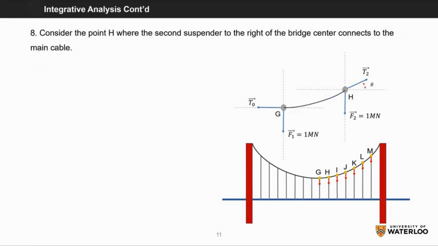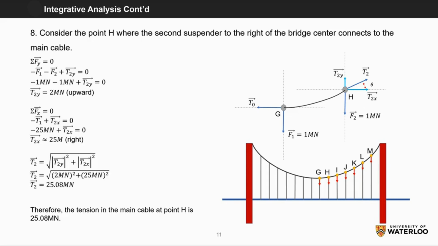Consider the point H where the second suspender to the right of the bridge center connects to the main cable. So same thing as before, F1 and F2 are the suspender reactions supporting the crossbeam. T0 is the tension to the left of point G, and T2 is the tension to the right of point H. The angle at which T2 is projected is unknown, therefore we will be dealing with the components. Now using the equations of equilibrium, we find that T2y is 2 meganewtons and T2x to be around 25 meganewtons, which gives us T2 to be around 25.08 meganewtons. Using the components, the angle can be determined to be 0.08 radians.